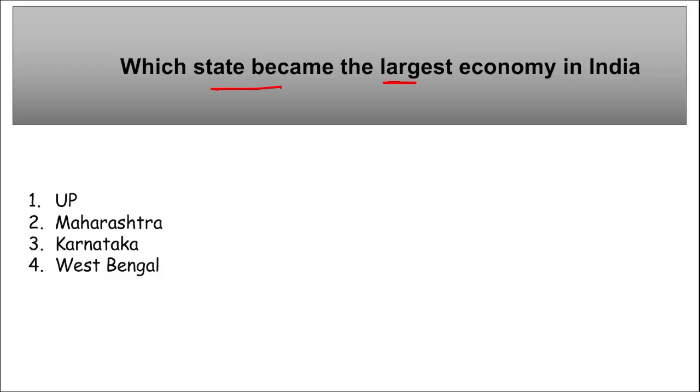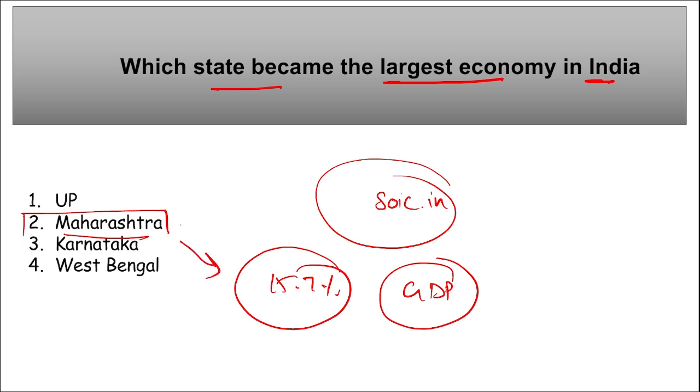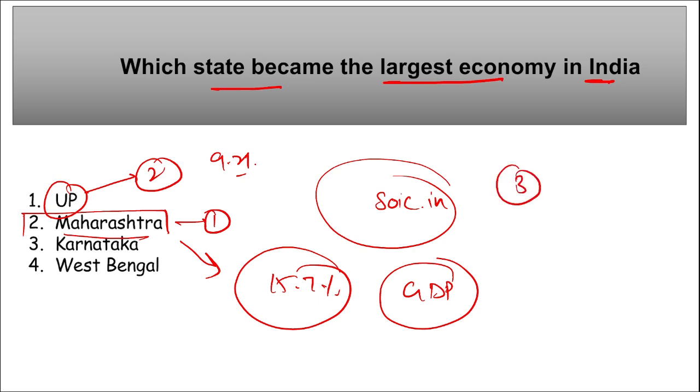Next, which state became the largest economy in India? Recently, a report was released by an online blogging platform, soik.in, and according to them, it is Maharashtra that has become the largest economy in India, with a shareholding of 15.7% in India's GDP. This is the share of Maharashtra in India's GDP. On first position it is Maharashtra, on second position Uttar Pradesh with 9.2% share of India's GDP, then on third position Tamil Nadu with 9.1% share. Mark this. So Maharashtra emerged as the state with the largest economy in India, followed by UP on second position.